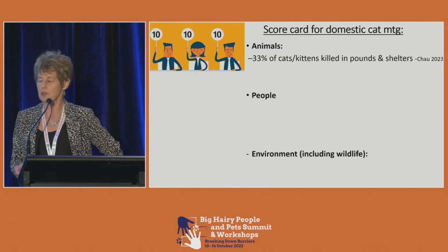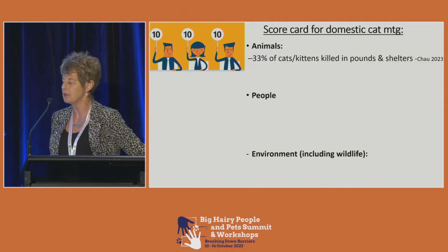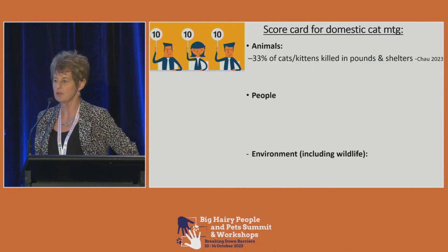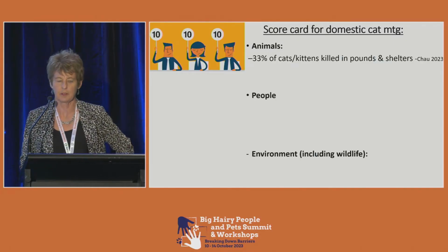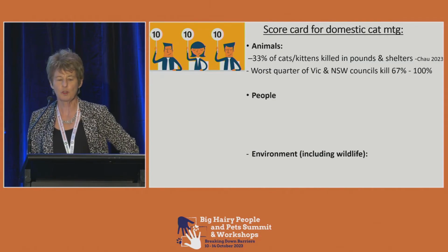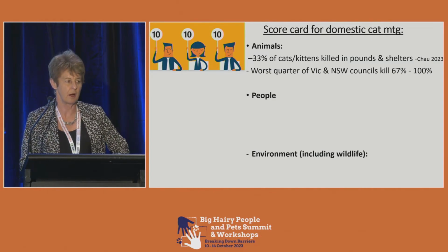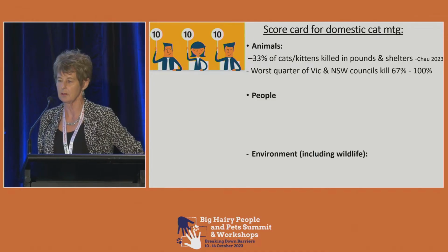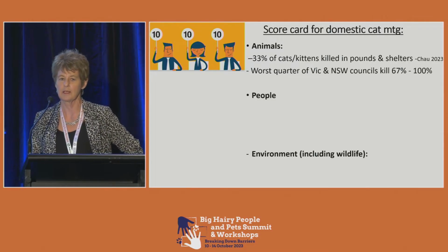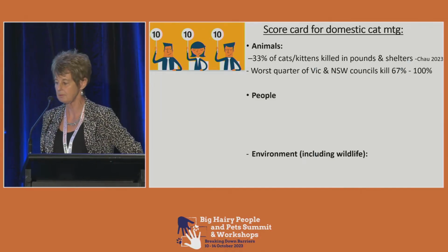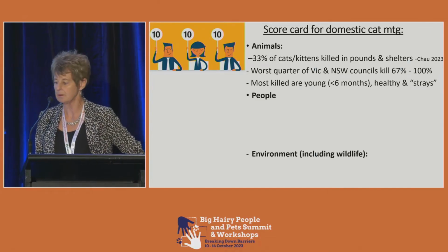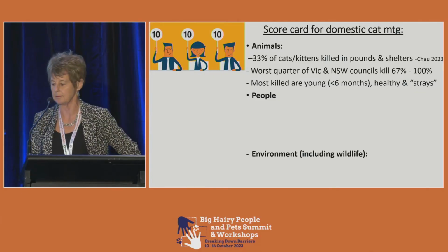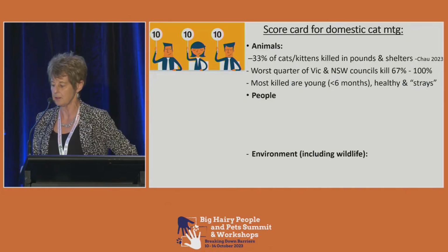We've just published a paper, which was the last data before COVID, which showed that 33% of cats and kittens that entered pounds and shelters across Australia never left alive. And the worst quarter of councils that managed their own pounds in Victoria and New South Wales killed 67 to 100% of cats if they were taking more than 50 cats a year in. And most are young, most are healthy, and most are labelled strays in the shelter data. Well, that's not a 10 out of 10.